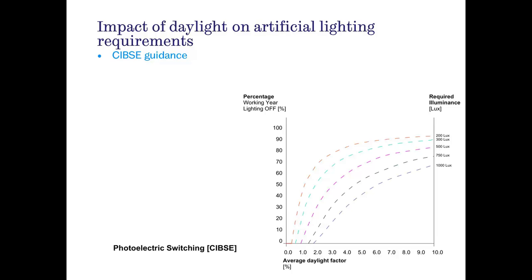So we've got another graph here. If we look across the bottom, we've got an average daylight factor. And if we look along the left, we've got the percentage of the working year when you can have the lights switched off. And then we have 5 different color-coded lines, and this is about what level of illuminance you need.